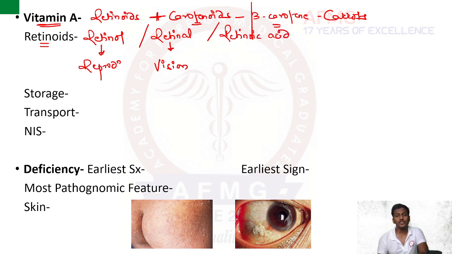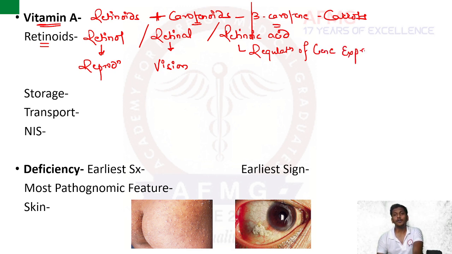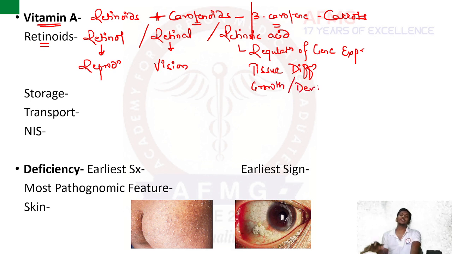three important functions. The first most important is regulation of gene expression. So please remember, it is responsible for regulation of gene expression. The second important function is tissue differentiation. And third, it is responsible for the growth and development of the body, right? So these are the major functions of vitamin A that I have spoken about.